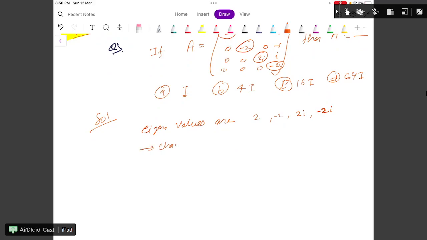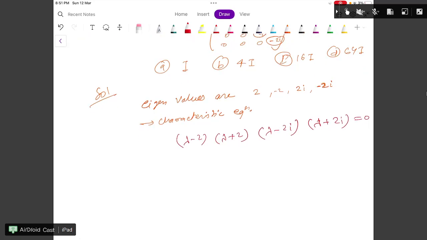So I am just writing the characteristic equation. This is how you will get lambda minus 2, lambda plus 2, lambda minus 2i, lambda plus 2i will be equal to 0. This is how you will get the characteristic equation. After solving this equation, you will get lambda to the power 4 minus 16 is equal to 0. So this is the characteristic equation.